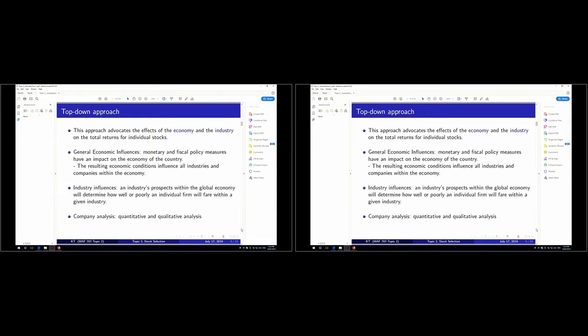The return that you generate on an individual asset is subject to the performance at the industry level and at the economy level. Not only that, we also go beyond that, and that industry performance is not merely linked to the country level performance. It is also the global performance. Take for example the car industry. The car industry is not just confined to a given country. It is a global performance.